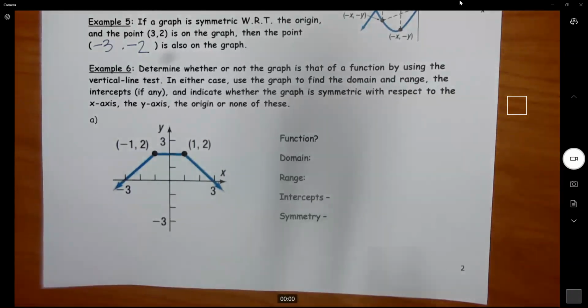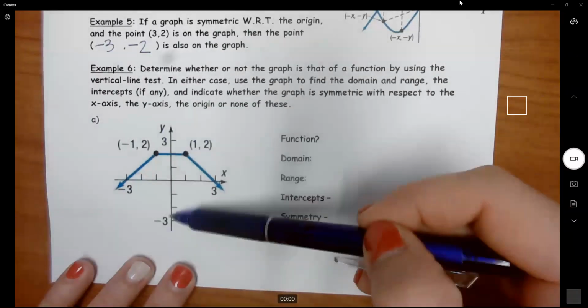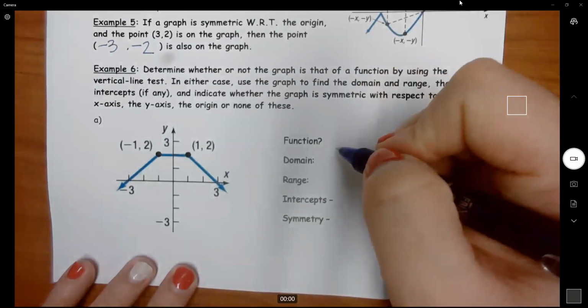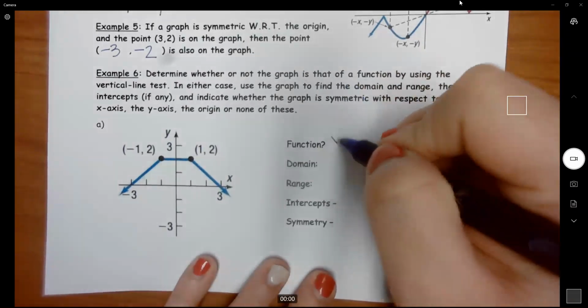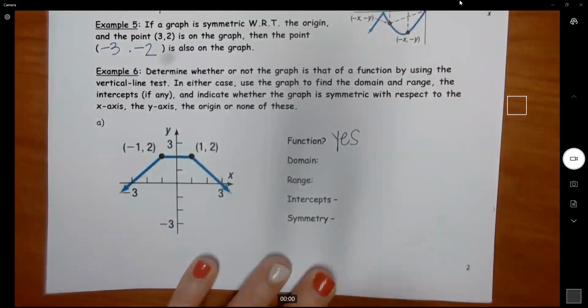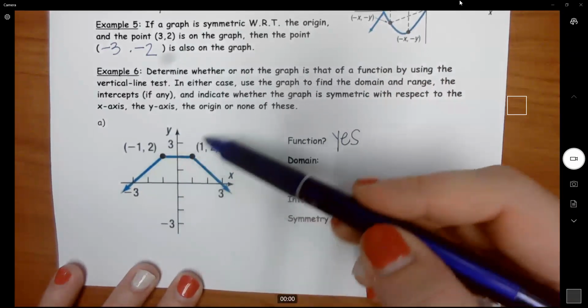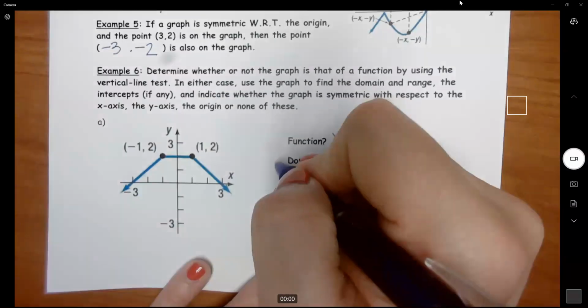Okay. So first off, is this a function? If I use my vertical line test, does it pass the vertical line test? Yes, it does. So yes, this is a function. When I put a vertical line, it does not cross this any more places than 1. So what is the domain?